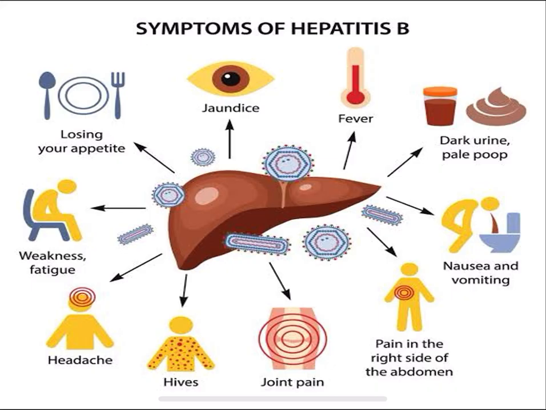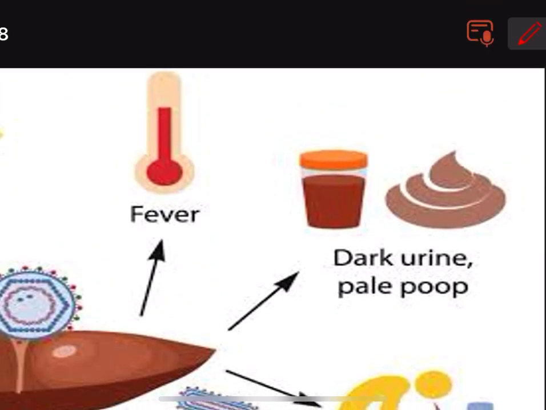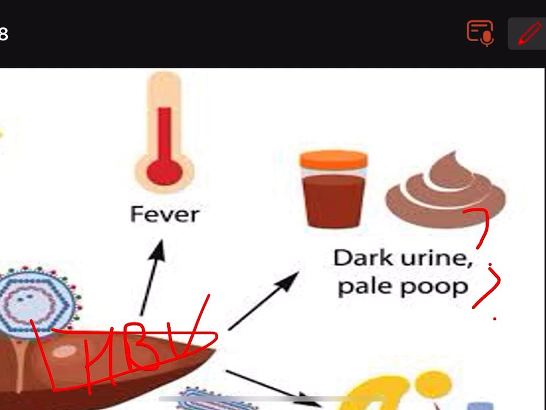Now, what about this dark urine and the pale stool? Why does the patient present with dark urine? And why pale stools in hepatitis B virus infection? So, when the liver is damaged by the hepatitis B virus, the liver no longer has the ability to process the bilirubin. It can't properly process the bilirubin. It will lead to the accumulation of bilirubin in the blood. That blood will be purified by the kidneys and excreted in the urine. So the urine will contain too much bilirubin, making the urine appear very dark.